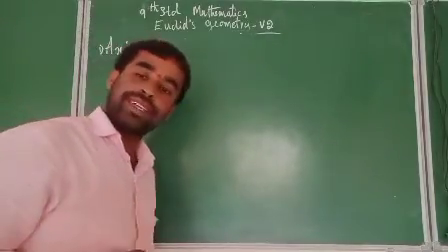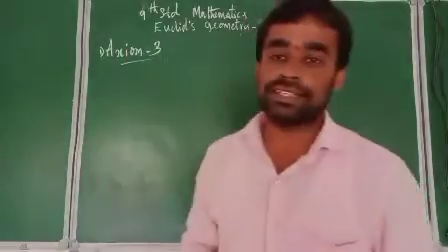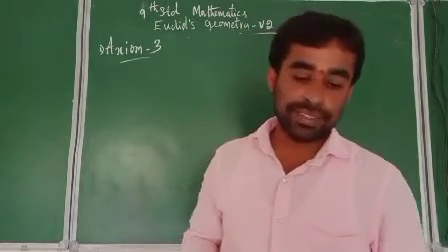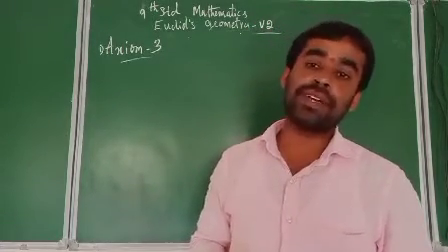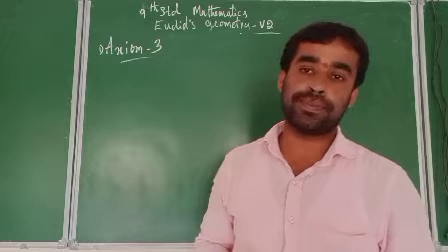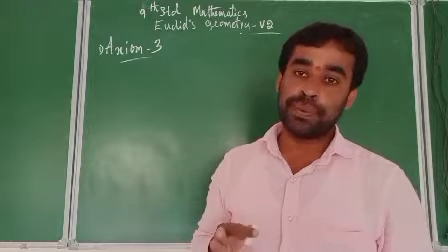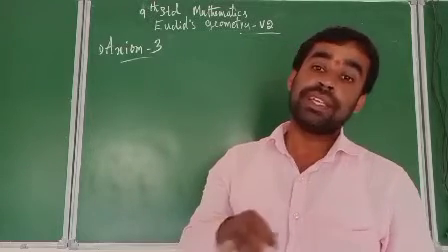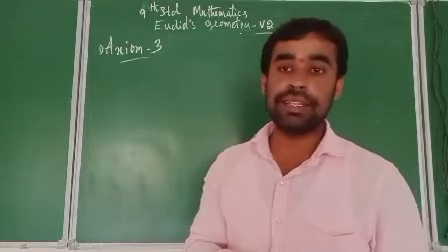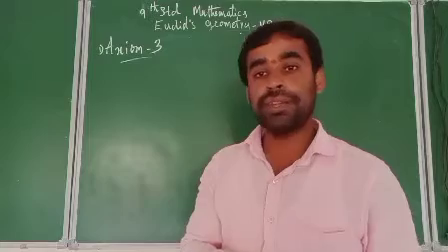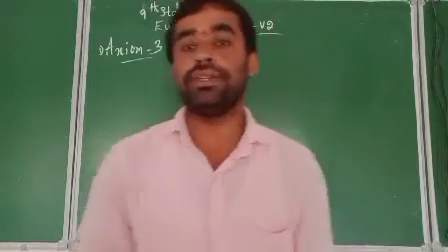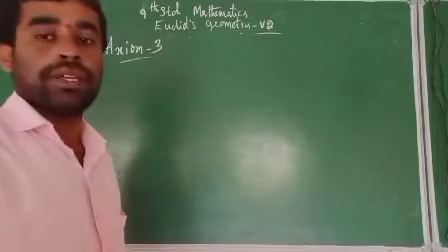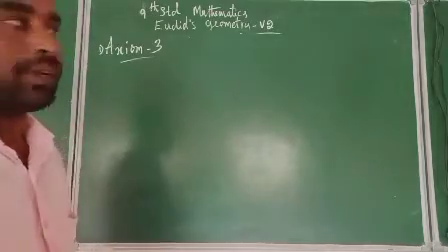Dear students, we come to axiom number 3. Axiom number 3 says that if equals are subtracted from the equals, then the remainders are equal. Here what we are doing is subtracting equals from the equals.